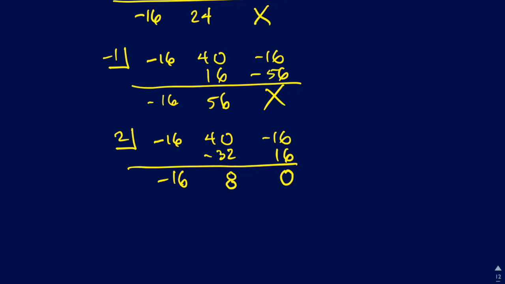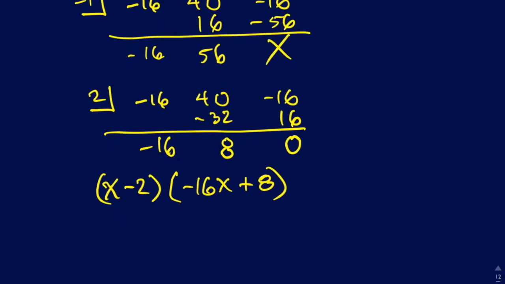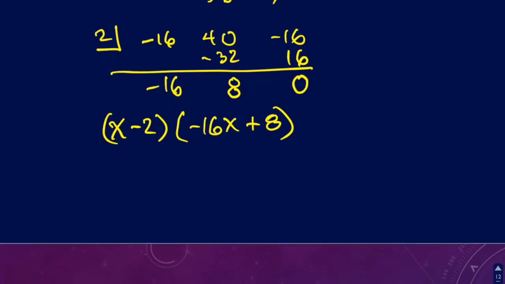Now we could use the rest of this and just say that that is x minus 2 times negative 16x plus 8. And you see those numbers that we get in the result are the depressed polynomial. And if you use that, this is saying equals 0. So we've already got x is equal to 2 from there. And we've got negative 16x plus 8 is equal to 0.